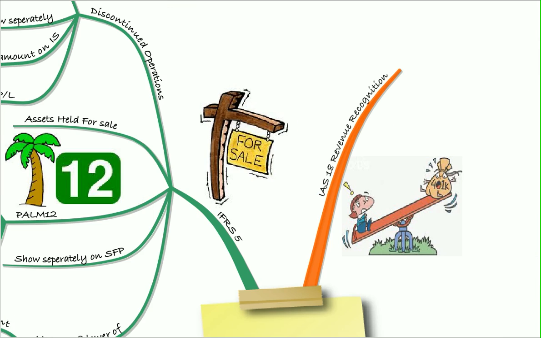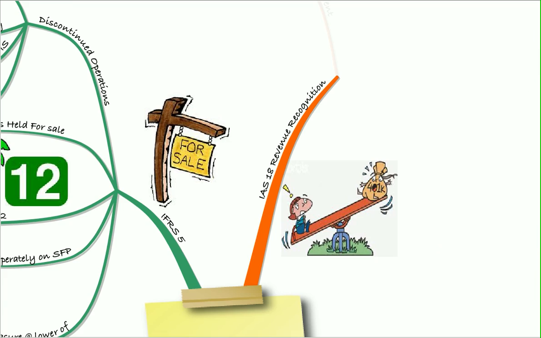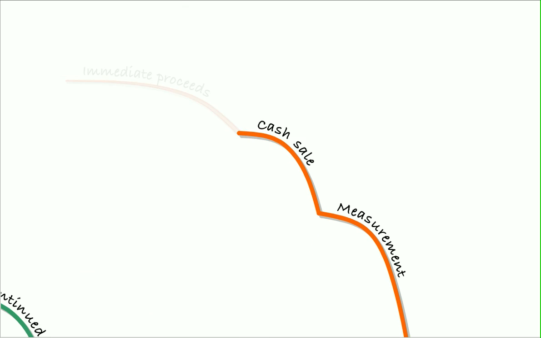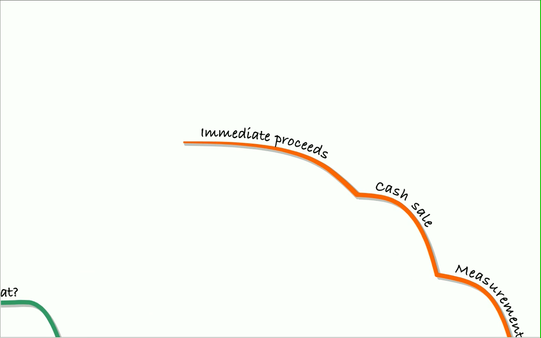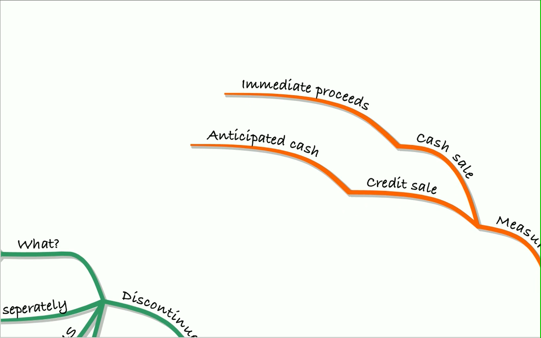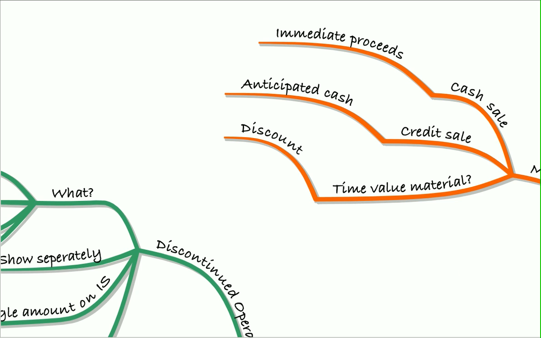We then moved on to IAS 18, which is revenue recognition. And for revenue recognition, first of all, we looked at how to measure revenue. Well, very simply, if it was a cash sale, we would measure it at the immediate proceeds. If it was a credit sale, well then it would be at the anticipated cash that we expected. If the time value was material, we may have to discount it.